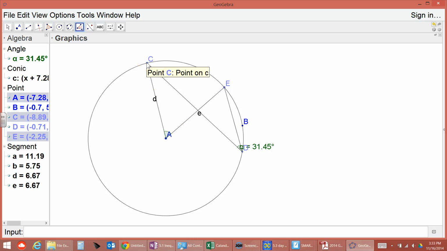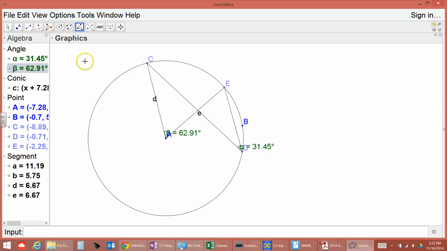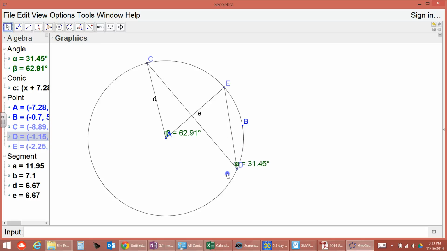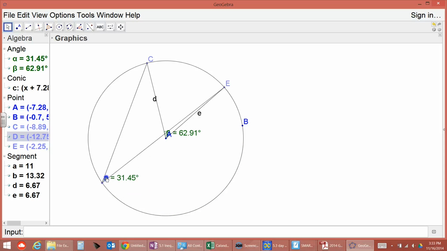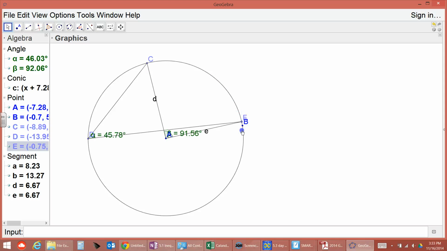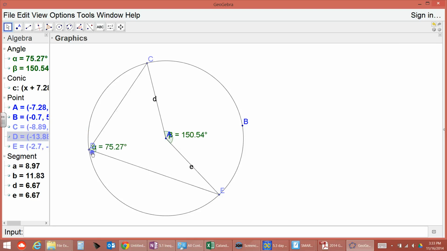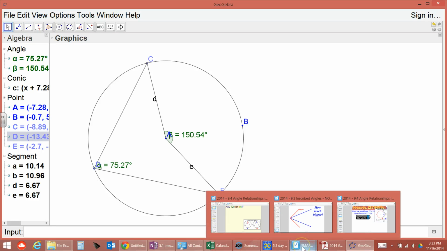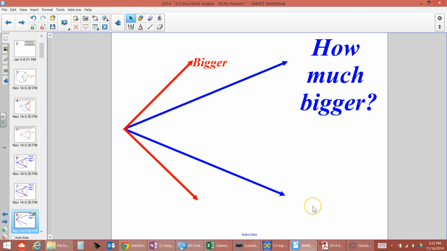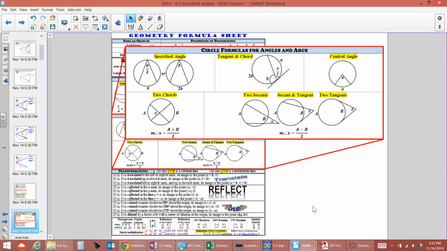If I want to measure this, what do you think it's going to be? Ninety degrees more, half as big, twice as big? It ends up being twice as big. So 31.45, if I double that, I end up with 62.9, give or take. Now if I adjust this to be bigger, let's make it a little bit easier number, 150, give or take, this one's going to be 75, that's half as much. So the intercepted angle is half as much as the central angle. So when we say how much, it's twice as big, and we can see it pictorially here.